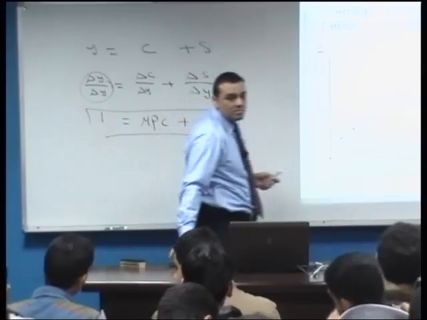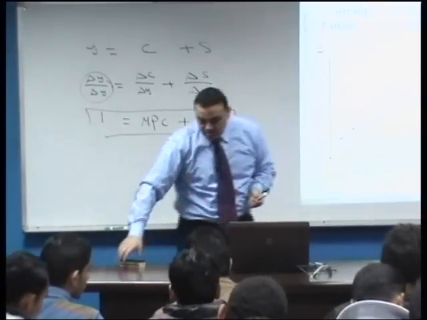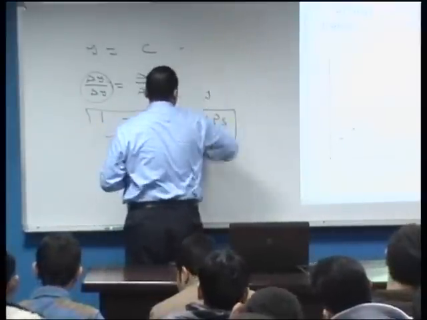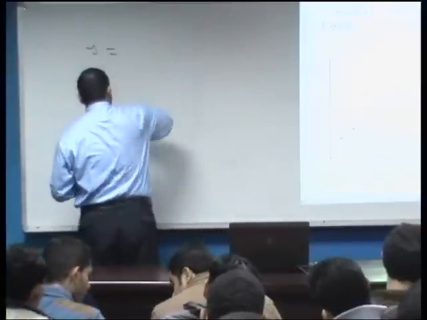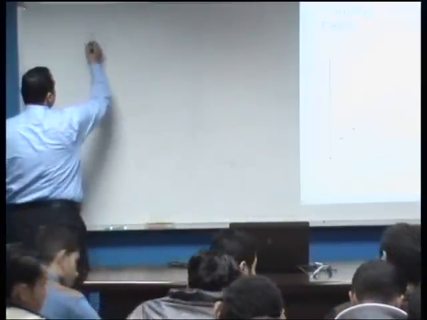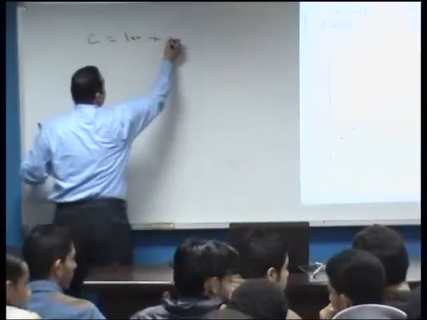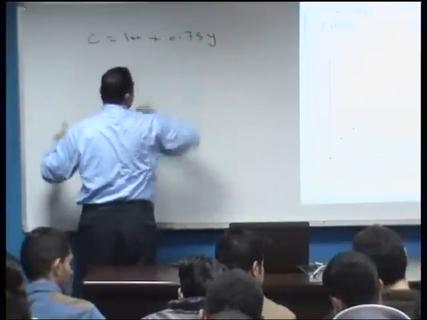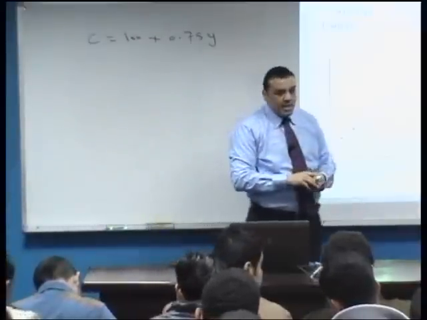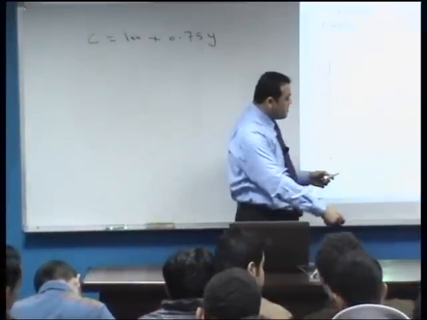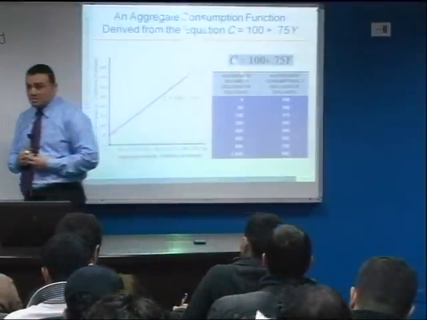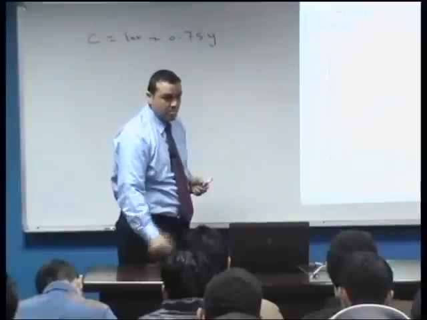Okay, suppose that we have the following consumption function: C equals 100 plus 0.75Y. If the aggregate income equals 1,200, calculate the value of consumption.